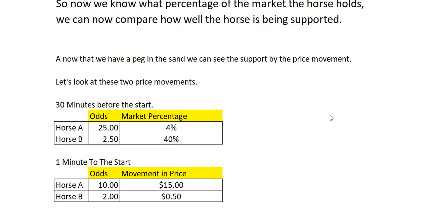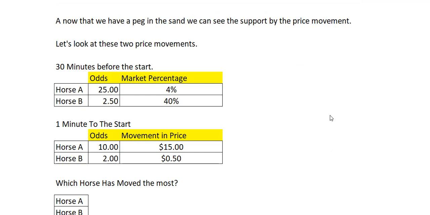Now, 1 minute to the start, horse A has gone from 25s to 10. So its price movement, it's come down $15. So it's more than halved its 30-minute price. And horse B is at odds of 2s now. So it's come in 50 cents. Hooray, woo, I hear you say. Here's the question.